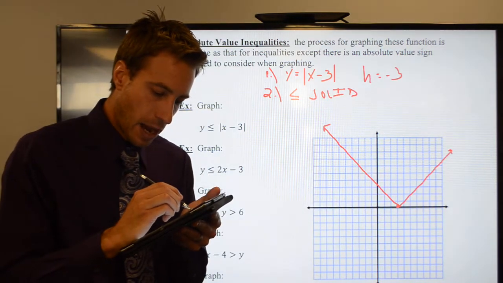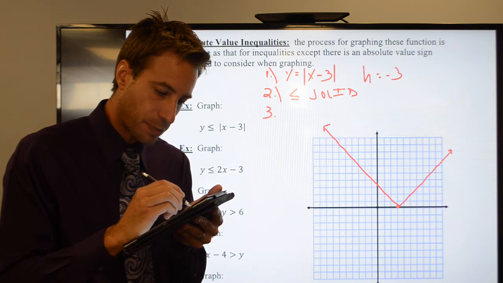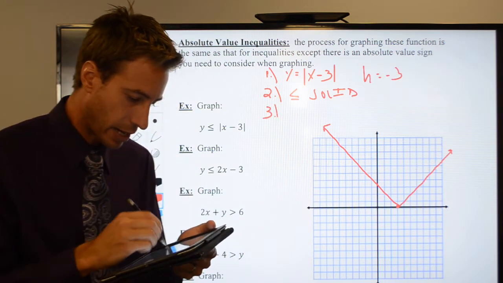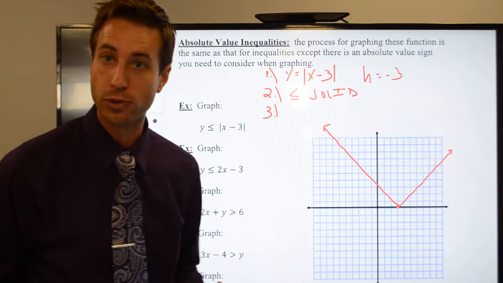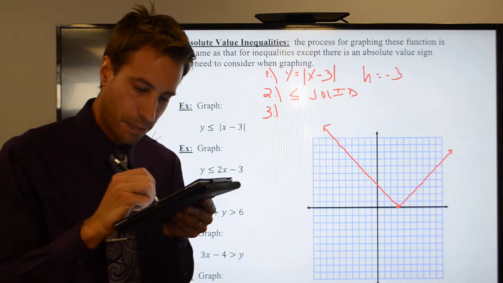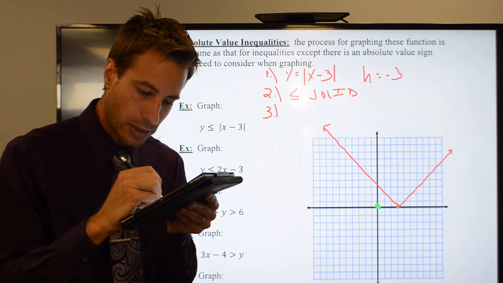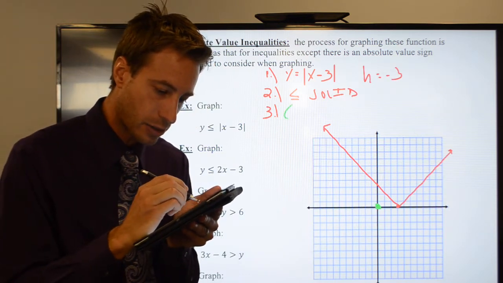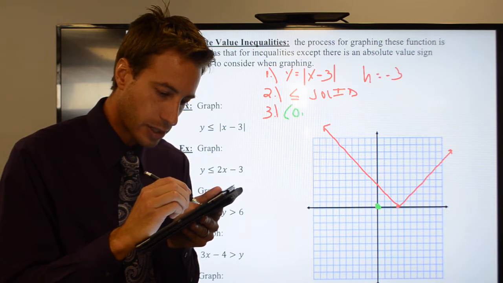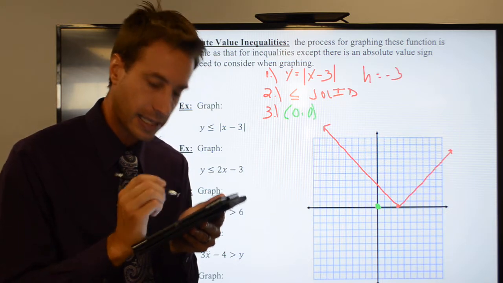Step number 3, I need to pick a test point. All right, well, let's go ahead and pick a test point. Let me do my test point in green. My V does not go through 0, 0. So this is going to be a perfect opportunity to use 0, 0, this point right here, as my test point. Let me write down so you guys know I am using 0, 0 as my test point.